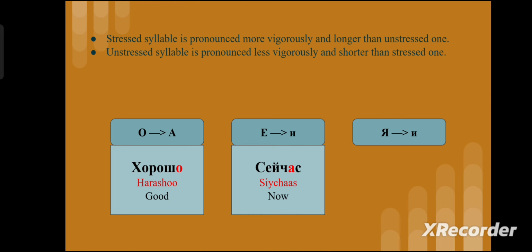Next, the letter Ya. If the letter Ya is unstressed, it's also pronounced like E. For example, язык. Язык, it means language. Here the first letter Ya is unstressed, so it's pronounced like E. Язык.